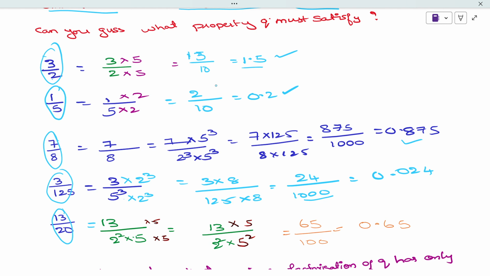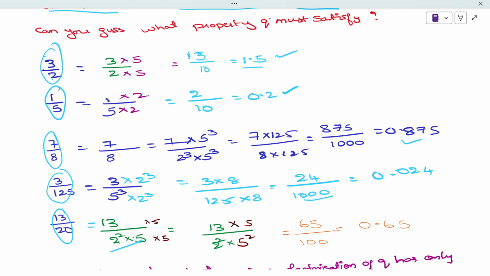And 5 is there. 20 we can write as 2 square into 5. So 2 square is there, but only 5 is there. So how many 5s we have to multiply? Only 5. We multiply numerator and denominator by 5. So you are getting again 2 square and 5 square, so you are getting 100. So 2 digits before the decimal point.